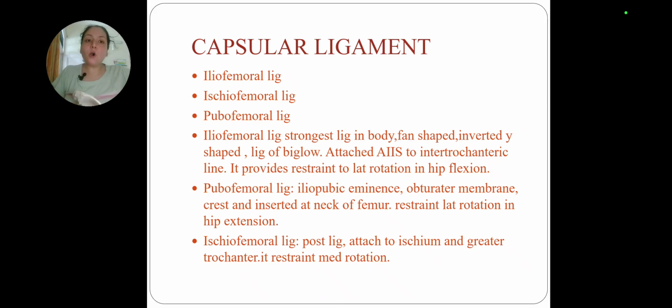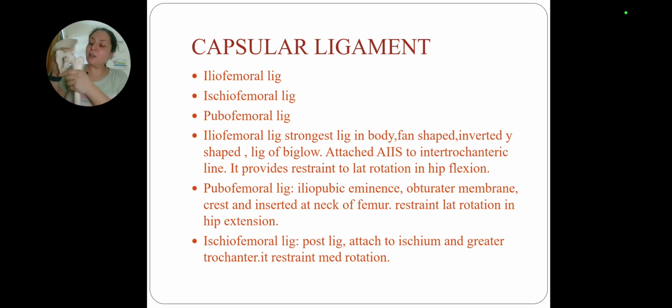Fine. Then there is the pubofemoral ligament. If I can show you here, this is the pubic bone. It arises from the iliopubic eminence, as well as the obturator membrane and crest, and gets inserted at the neck of the femur. It restrains lateral rotation in hip extension.